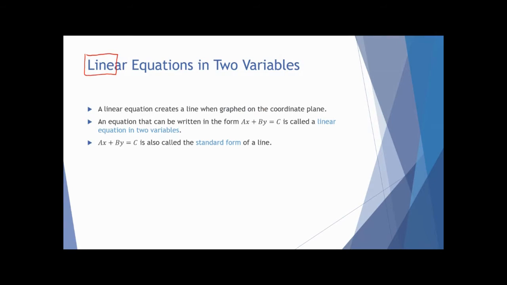An equation that can be written in the form ax plus by equals c is called a linear equation in two variables. And it's also called the standard form of a line. So if you have an equation and you have an x and y on the same side, that when you graph it will give you a line. And that is standard form of a line.